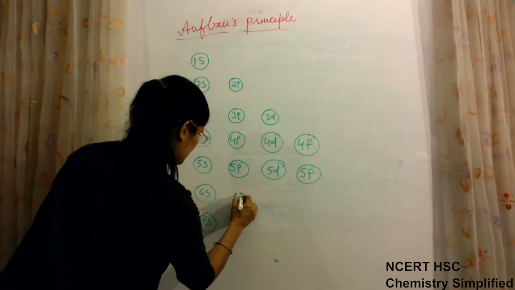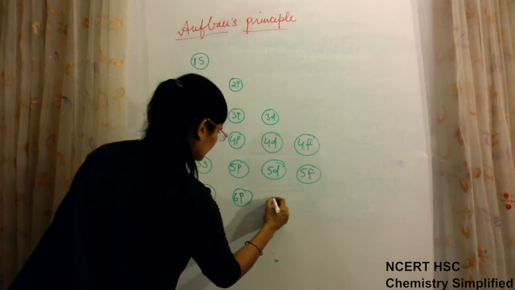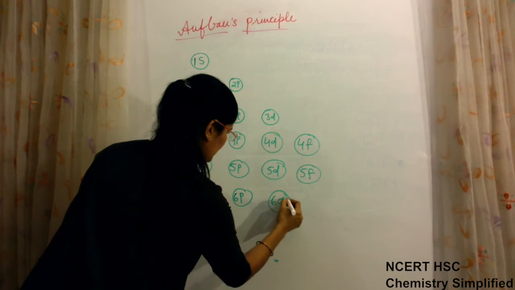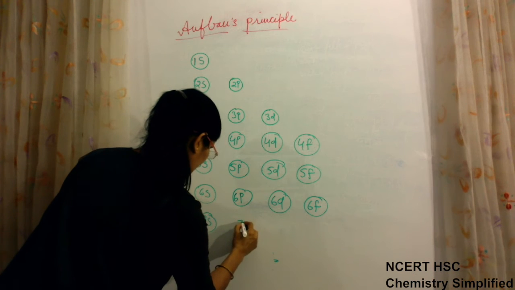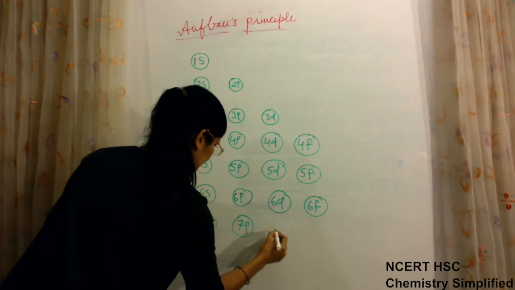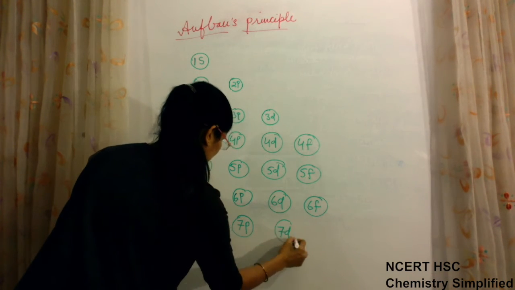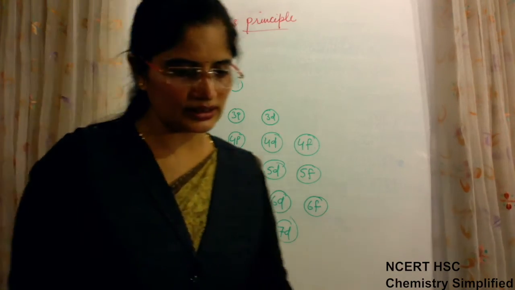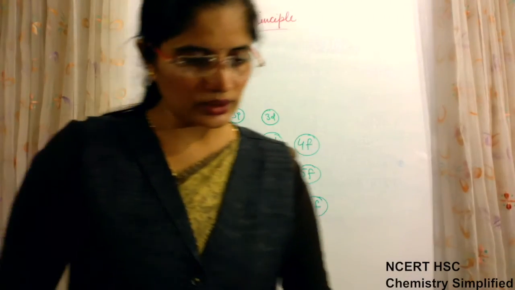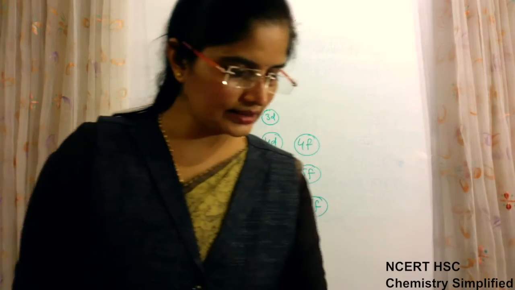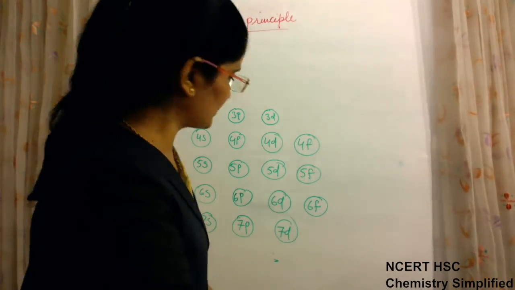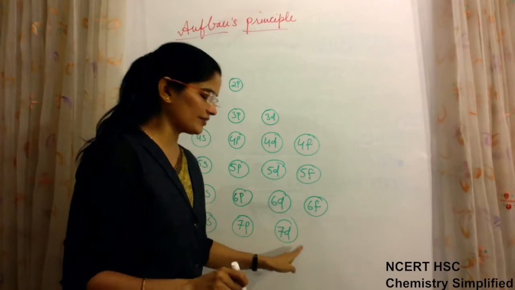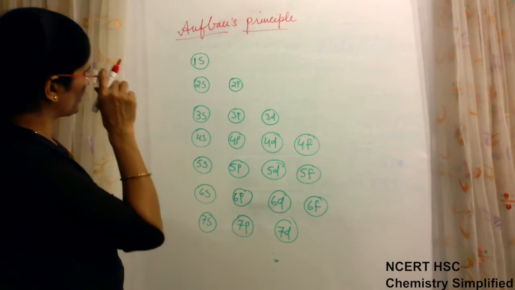6s, 6p, 6d and 6f. 7p, 7d. Not writing even f, not needed. Even 6f is not needed. When you see in the next chapter how filling takes place, you will understand that 6f and 7d are not needed for filling.